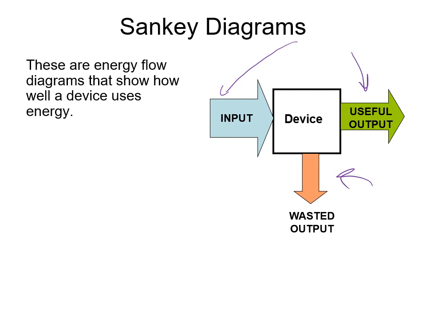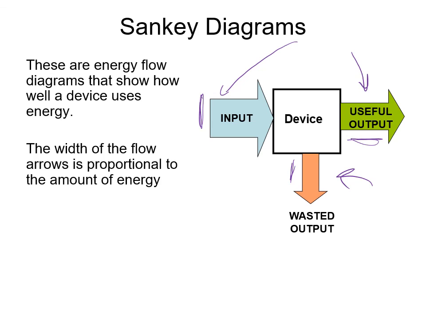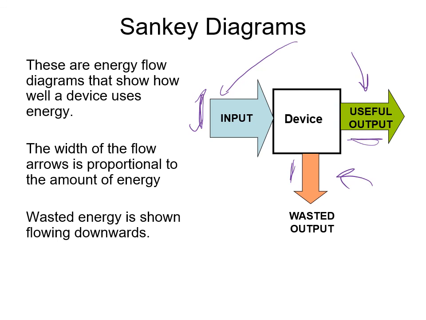So you'll notice for the input, it's a rather big arrow. The useful output's a bit of a smaller arrow, and then the wasted output's a bit of a smaller arrow as well. So basically the width, which is this part here, is an illustration of how big the energy is. So lots of energy going in, some useful output, and a lot actually going to wasted output. And also remember that the wasted output always goes down. The useful output is always kind of in the same line as the input.